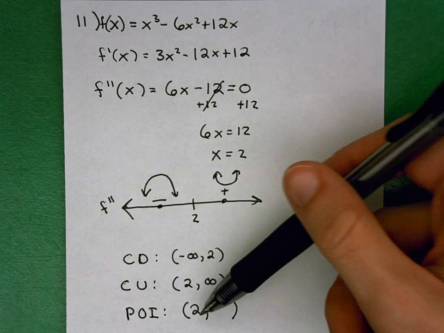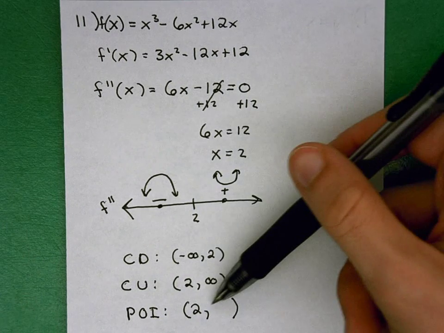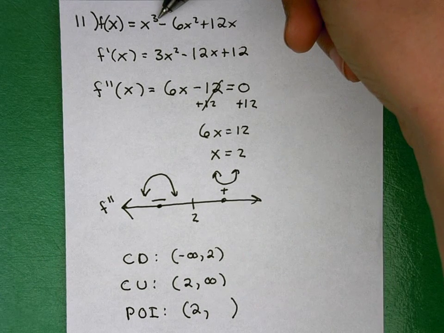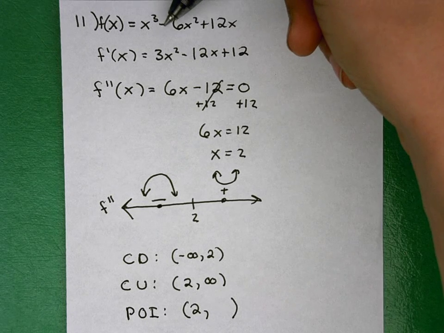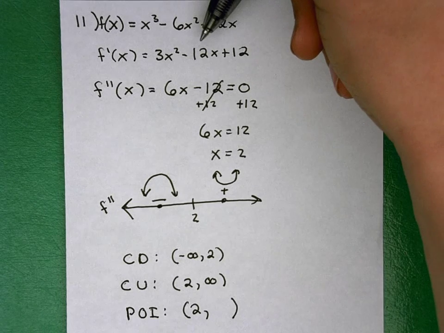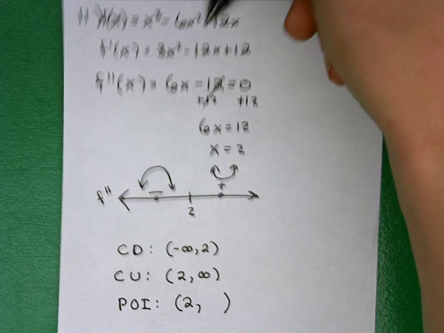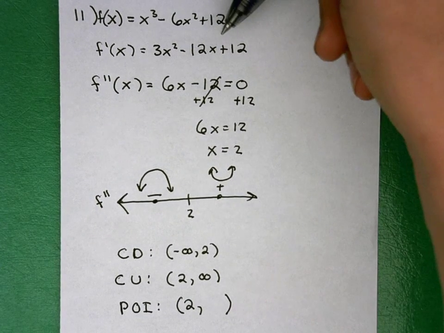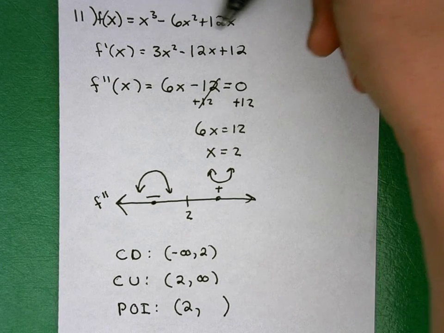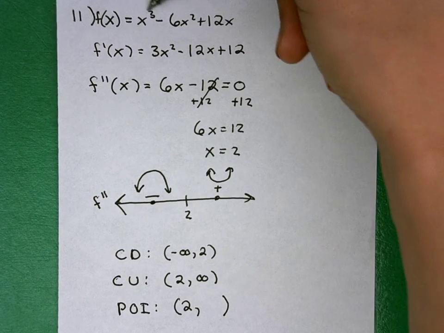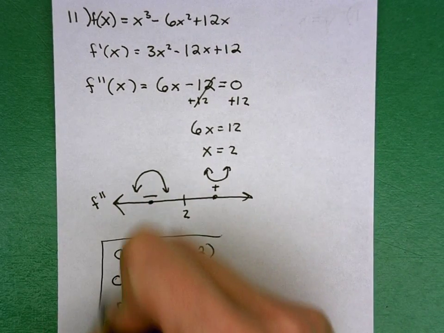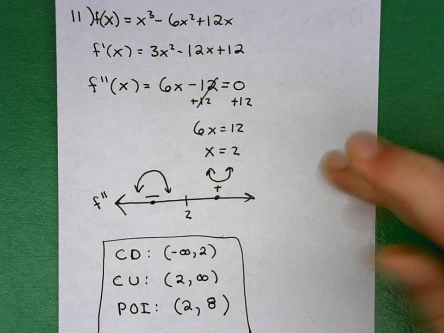If I take that 2 to get my y value and plug that 2 into my f of x, I'd get 2 cubed, which is 8, minus 6 times 4, that's negative 24, 2 squared is 4, plus 12 times 2, which is positive 24. The negative 24 and the positive 24 will cancel each other out. And so I'll have 8 as my y coordinate there of my point of inflection.